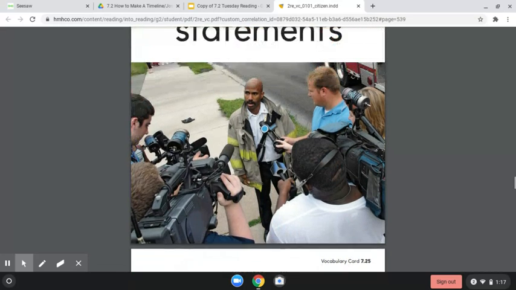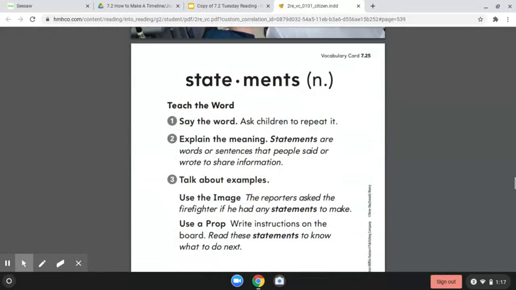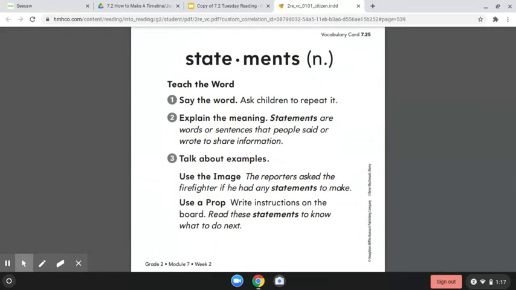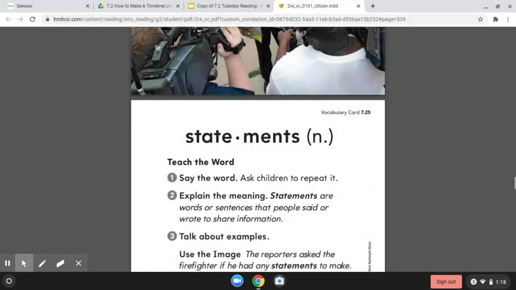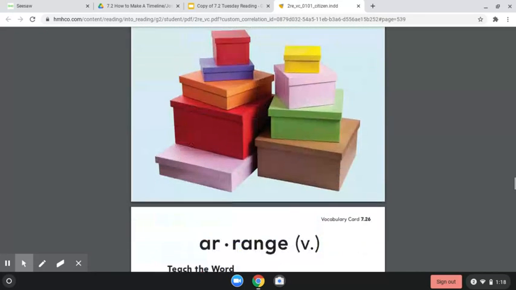And this one is statements. Statements is a noun. So let's say it together, statements. Statements are words or sentences that people said or wrote to share information. So the reporter asked the firefighter if he had any statements to make. And there he is, talking into the microphones.